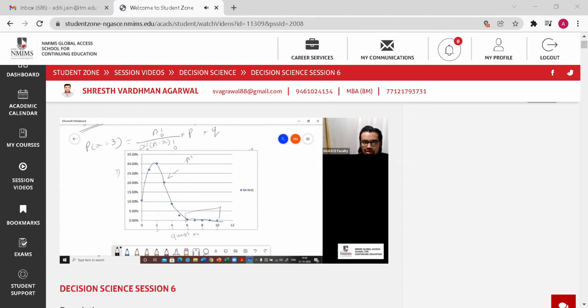And the function of this, so let me just talk about this. The binomial probability mass function of this graph is P of x equals n factorial divided by x factorial times n minus x factorial, okay, p raised to x, q raised to n minus x. It's very simple.